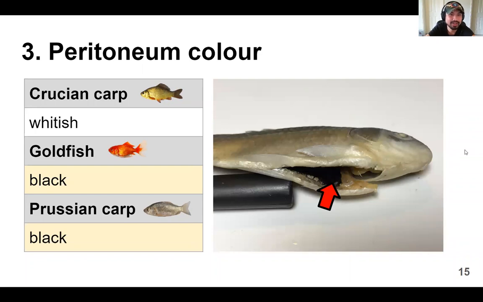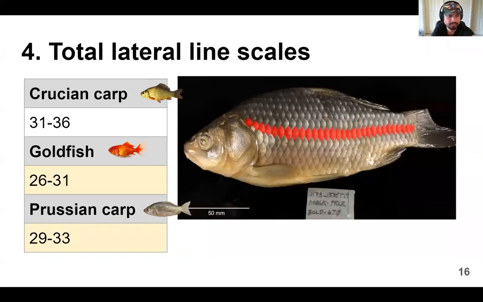The third character we looked at was peritoneum color. Peritoneum is the lining of the abdominal cavity in vertebrates. For Prussian carp, we expect this to be a whitish color. However, for goldfish and Prussian carp, we expect this to be a black color.